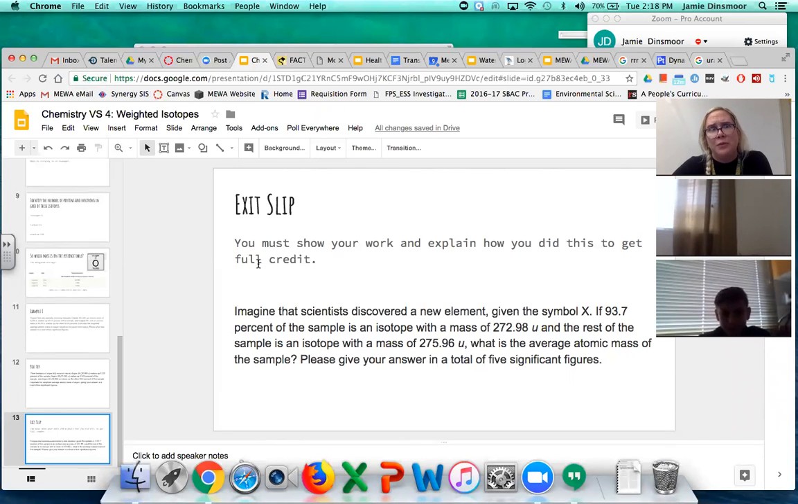Honestly, in terms of math, this is some of the easier math in the class. So embrace it, right? Understand what an isotope is. It's just a different number of neutrons. Most of them are radioactive.